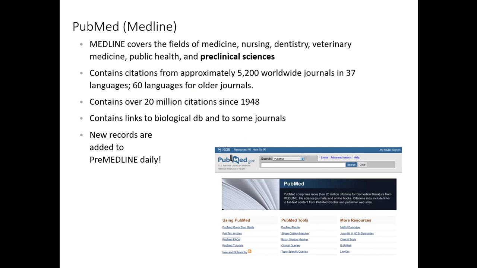Then this is the database at NCBI known as PubMed. PubMed is a bibliographical database or literature database. Medline covers the field of medicine, nursing, dentistry, veterinary medicine, public health, and preclinical sciences. This PubMed database contains citations, which are all the journal articles published in these fields. All these abstracts you can find in PubMed. It contains over 20 million citations since 1948, and it contains links to biological databases and also to some journals. New records are added in pre-Medline on a daily basis.